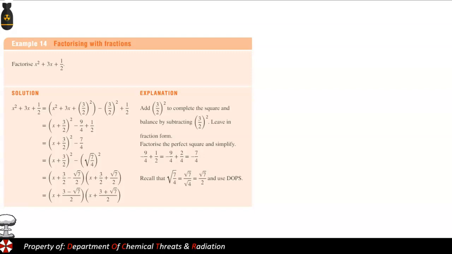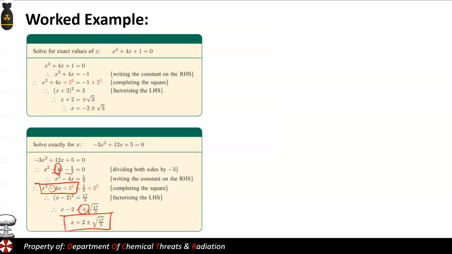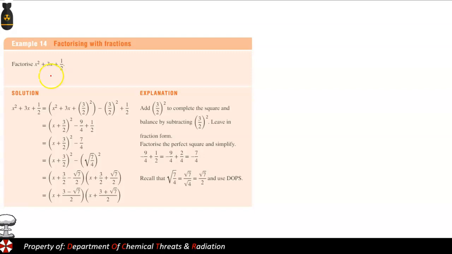And then similar, this is exactly what we saw back here. Factorize when we've got a fraction. So when this C value, remember this is A, B, C, when the C value is a fraction, what do we do? It doesn't really change too much. We're still using that b on 2 process.